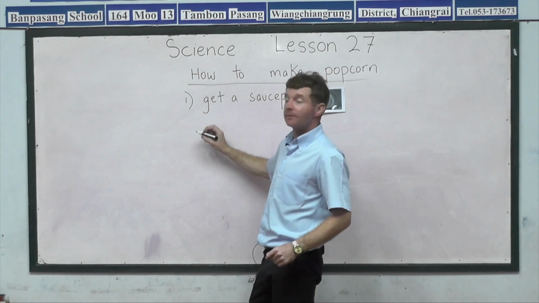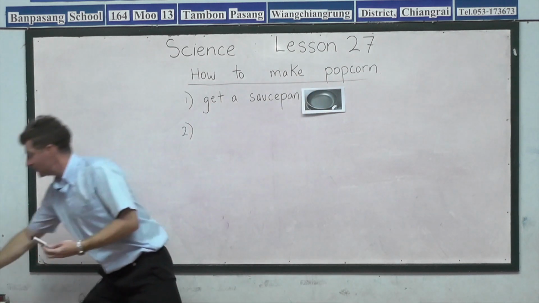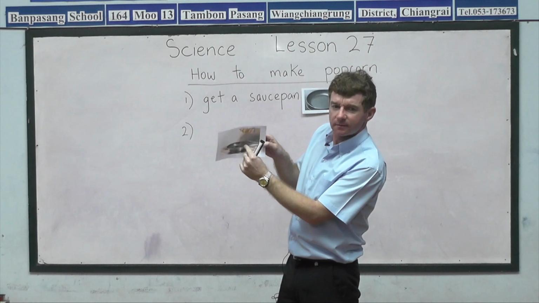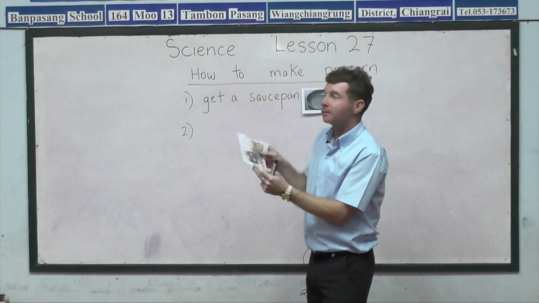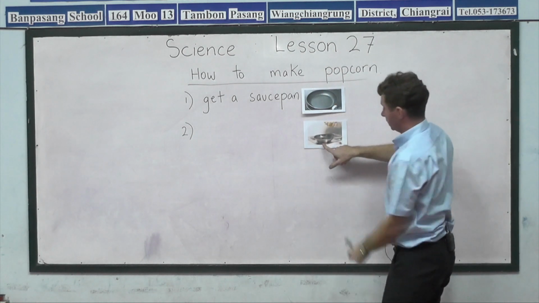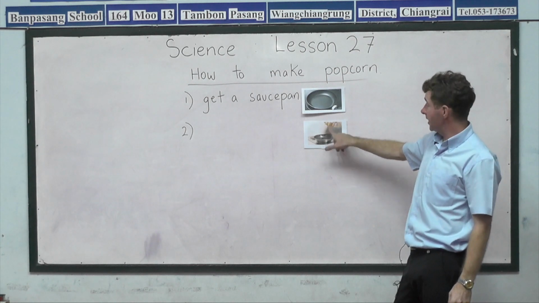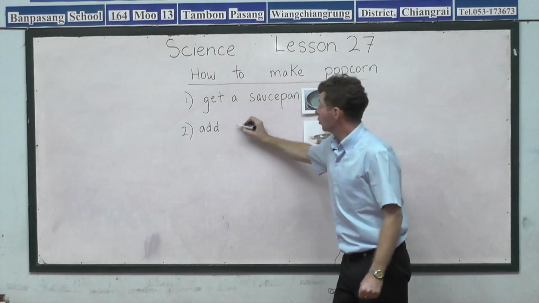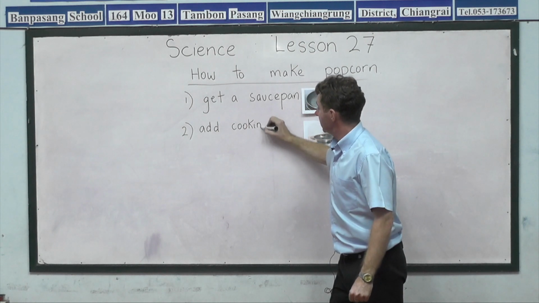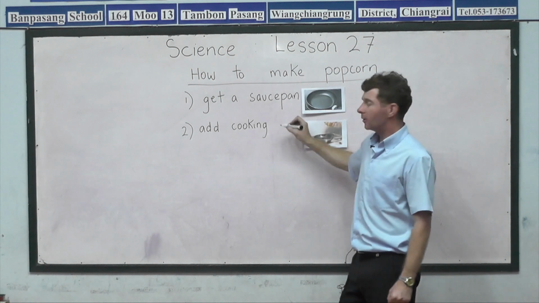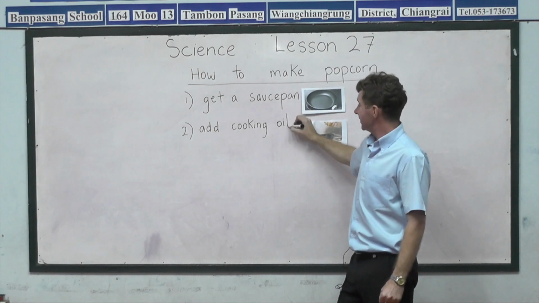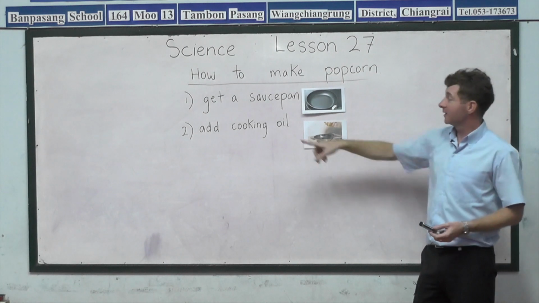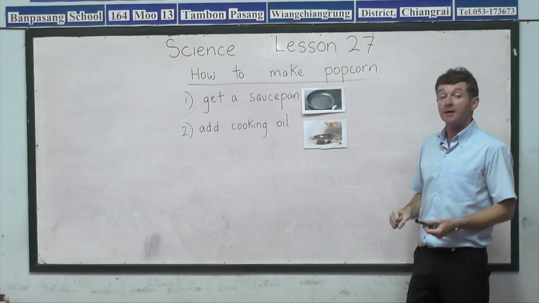And step number 2. What can you see in this picture? What do you think this is? Cooking oil. Okay. You see the saucepan? We have the saucepan already, and now we will add cooking oil. How do we spell oil? O-I-L. So step number 1, get a saucepan. Step number 2, add cooking oil.